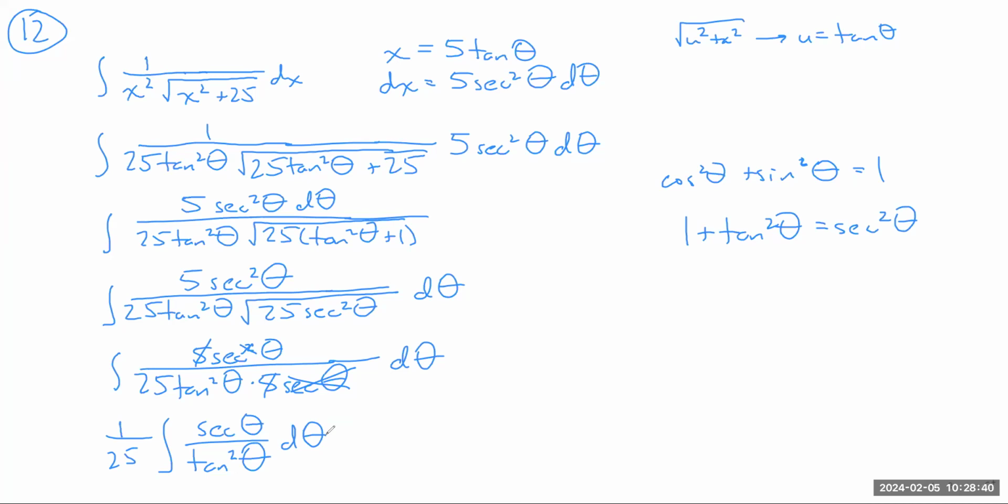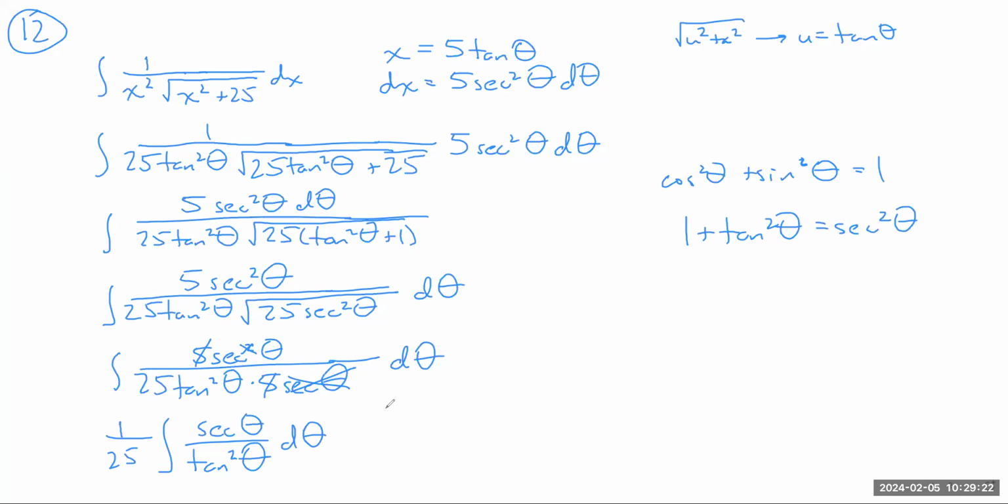U substitution? What's a good u? Tangent. Okay, if I do u equals tangent, then what's du? Secant squared. The secant squared is what's making me skeptical about that. So I don't think that substitution is going to work. Anything else we can try? If u is secant, then what is du? Secant tangent, so I still think we need another secant.